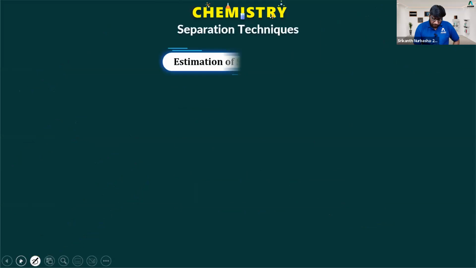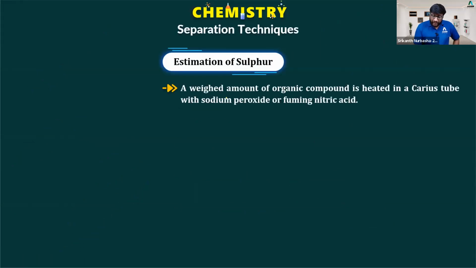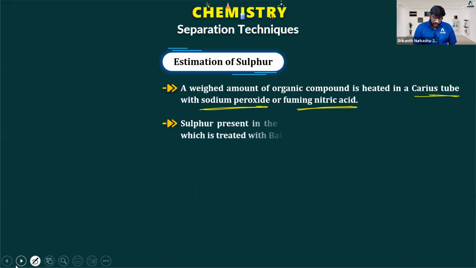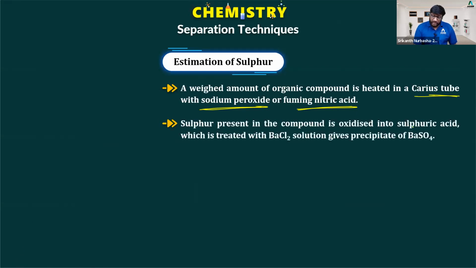This is what I am explaining. Estimation of sulfur: a weighed amount of organic compound is heated in a Carius tube with sodium peroxide or fuming nitric acid. Sulfur present in the organic compound is converted or oxidized to sulfuric acid, that means sulfate ions, which are treated with BaCl2 to form barium sulfate.